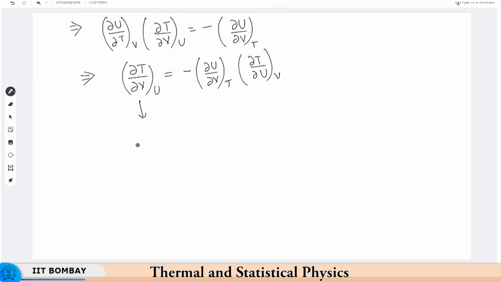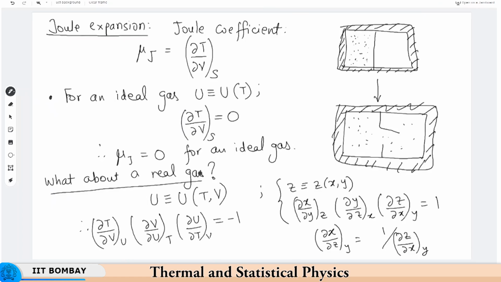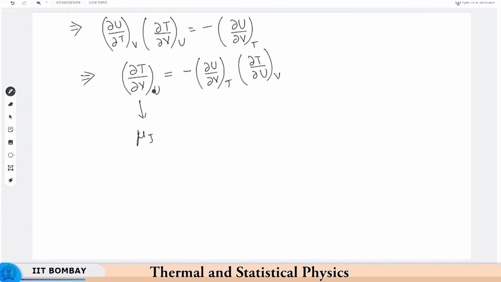mu j, right, because during the adiabatic expansion, even if it is an ideal gas, the total internal energy still is constant, since there is no heat exchange with the surroundings. So, S and U both are constant, right. So, this is essentially mu j, and this can be written as negative of del u by del V at constant T times del T by del u at constant V, okay, and this is the mu j.